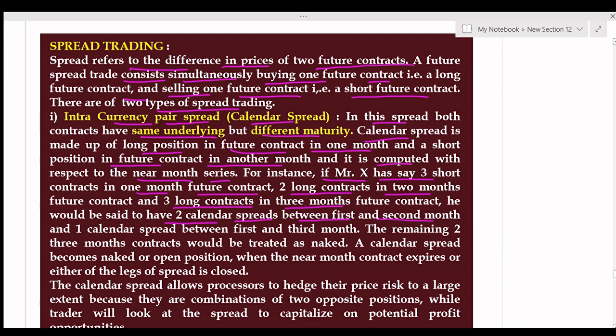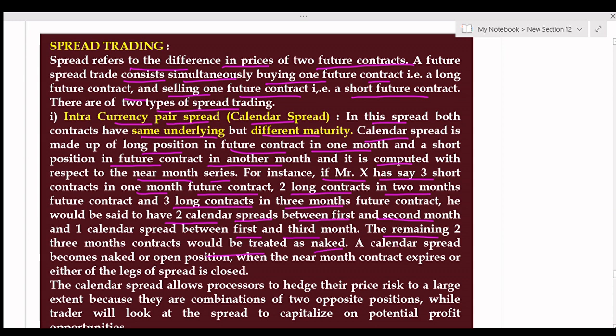That is, Mr. X has 3 short contracts in the first month and 2 long contracts in the second month. So the calendar spread will be 2 between the first and second month, and 1 calendar spread between the first and third month, because 1 short contract remains in the first month and in the third month there are 3 long contracts. Out of this, 1 will be taken as a calendar spread. The remaining 2 three-month contracts would be treated as naked.